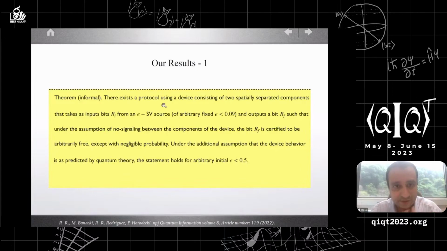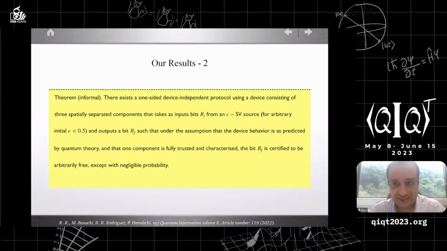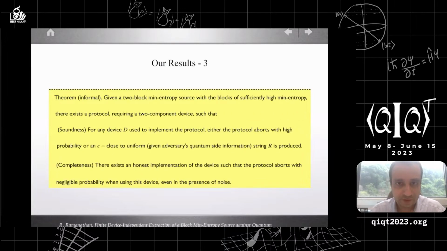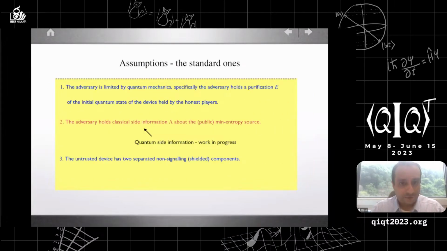There are some other results in the direction of no signaling adversaries. No signaling adversaries are usually harder to deal with because we do not have the entire formalism of quantum mechanics. We have to rely solely on the statistics and prove things against just general no signaling boxes. So those are slightly more difficult to deal with. So that's the result I'm going to talk about.